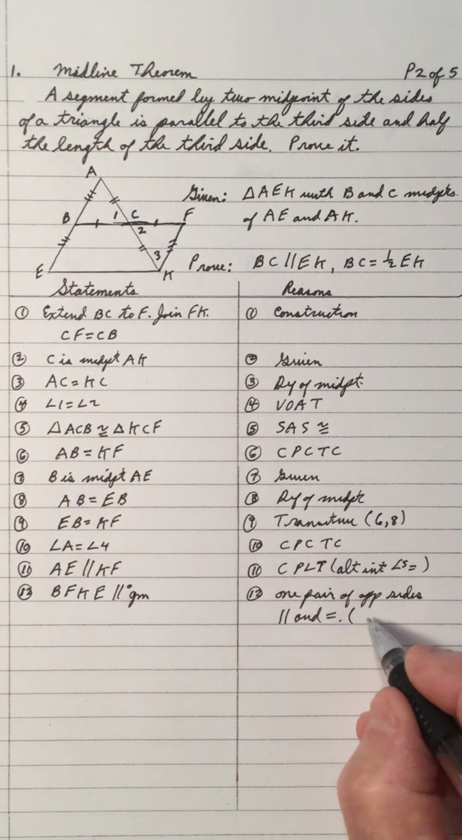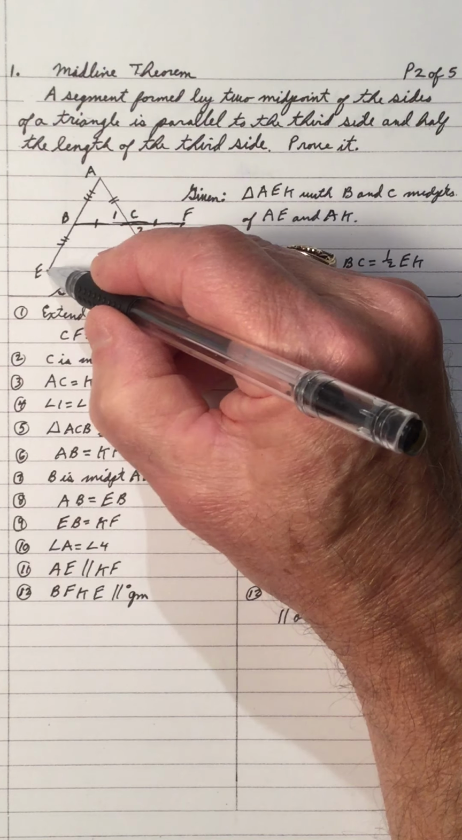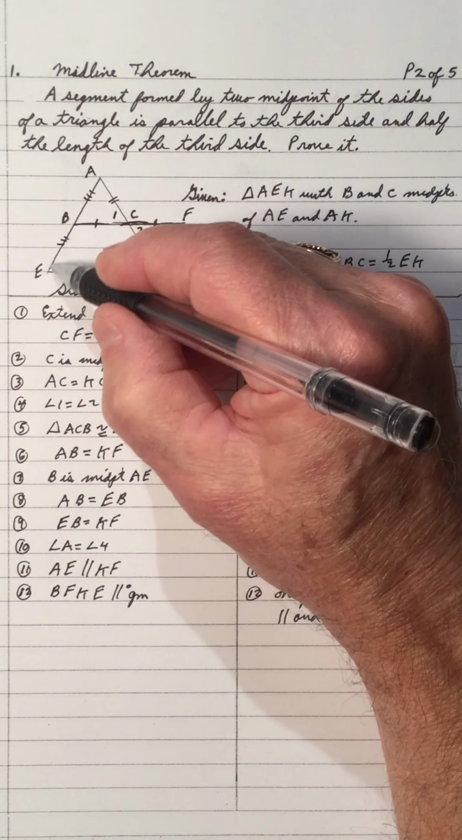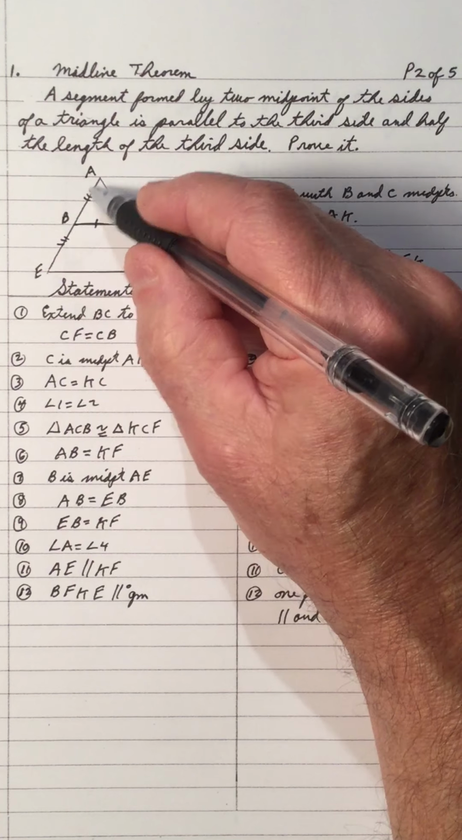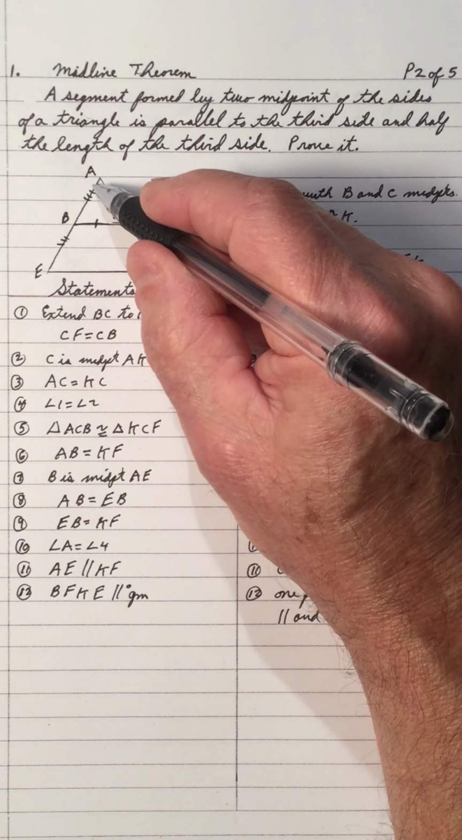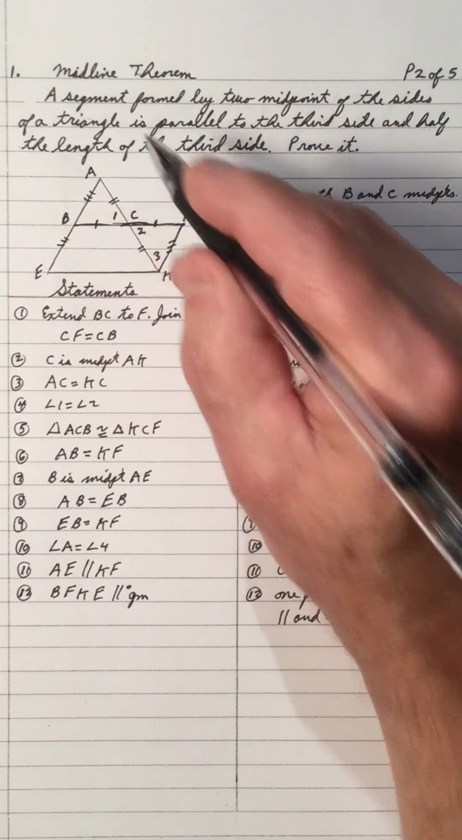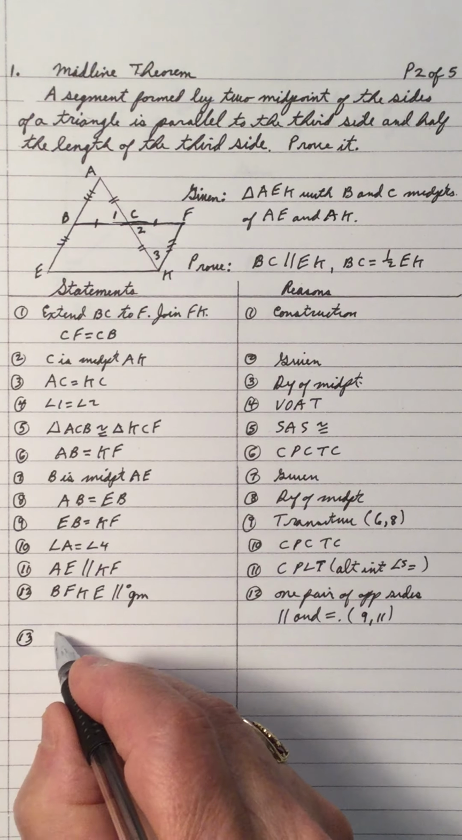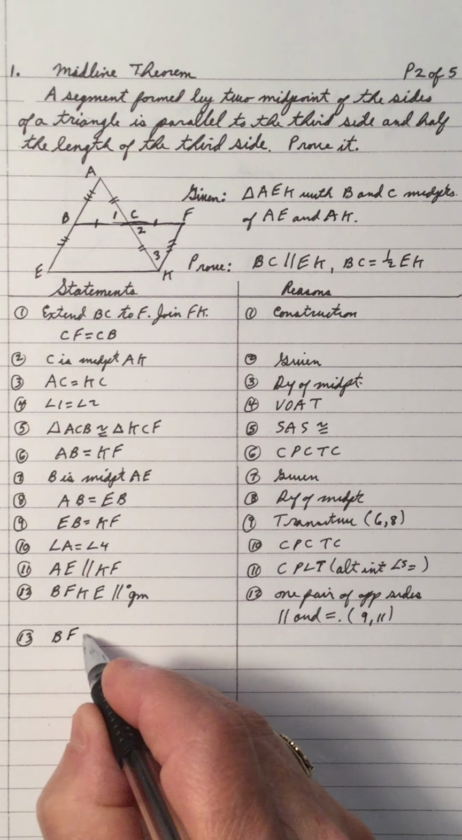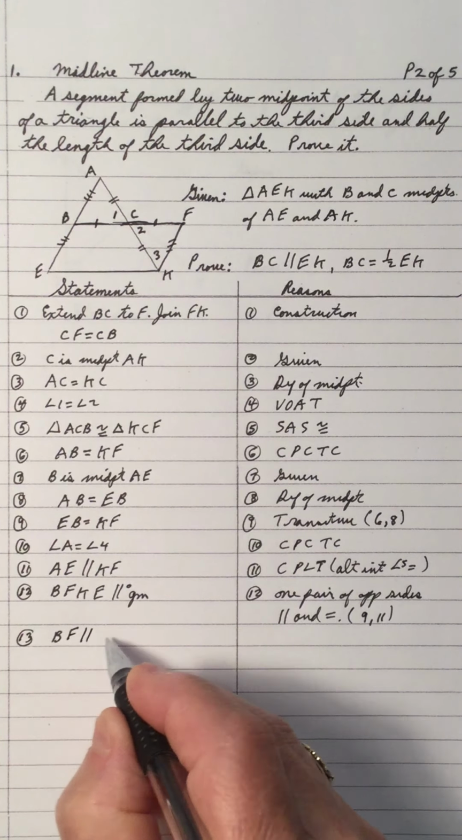Remember, if AE is parallel to KF, it means that AB is parallel to KF. It means that BE is parallel to KF. So once you say any 2 points on this line, they're parallel. So the line can be named in 3 different ways. So as a result, we have BF is parallel to EK, which is what we had to prove.